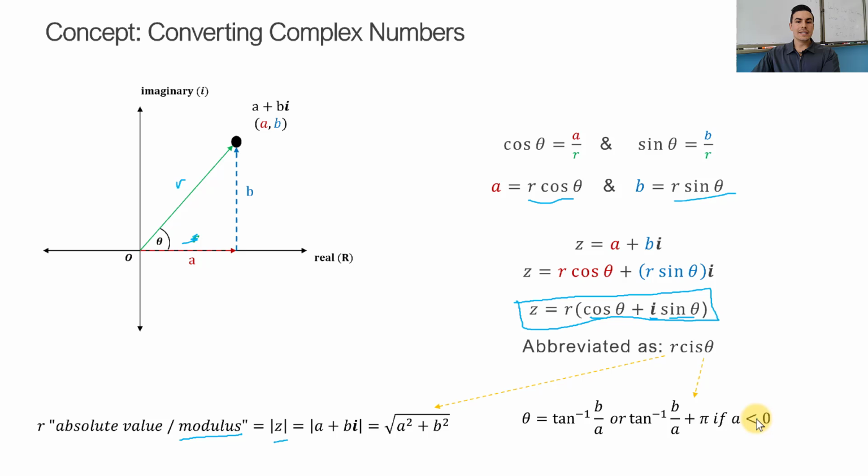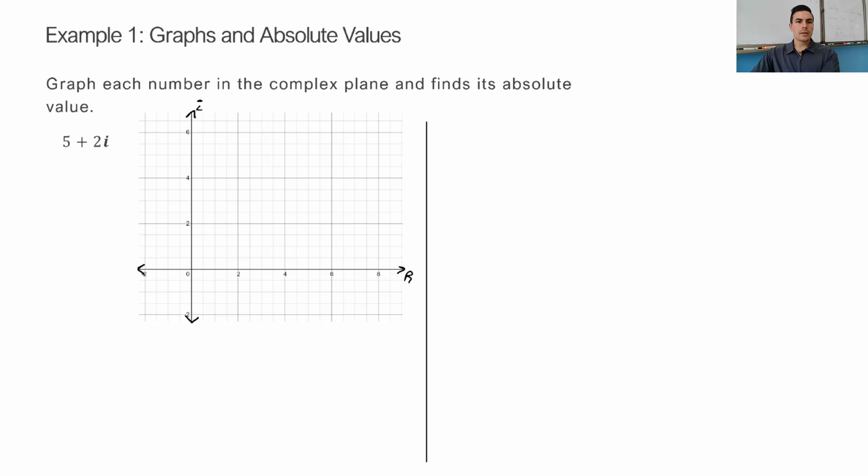So if a is less than 0, that means we're in quadrants 2 or 3, so we need to take the inverse tangent of b over a, and then we need to add pi to it, and that's going to get us in the correct quadrants for our inverse tangent operation. All right, so that's our concepts. Let's go ahead and get into some examples.